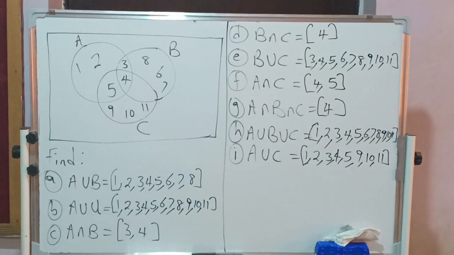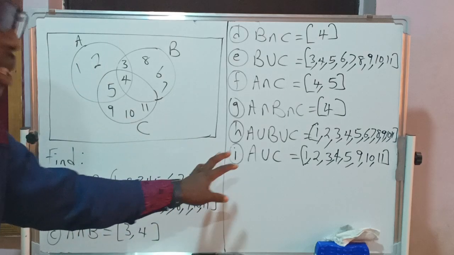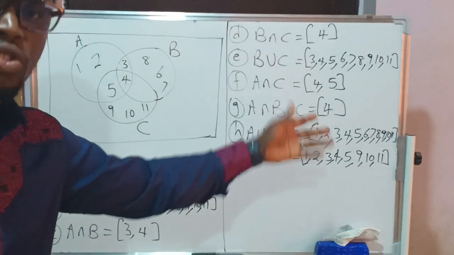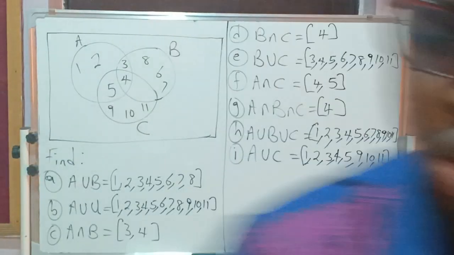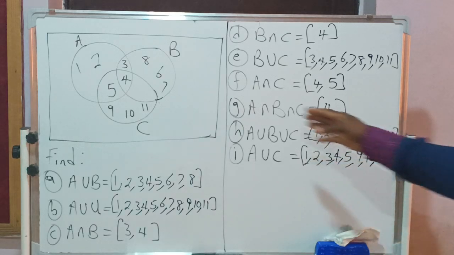Can you see? It's as simple as that. So whenever you see a question like this and you have to find some certain answer, just make sure you understand what intersect is and what union is.